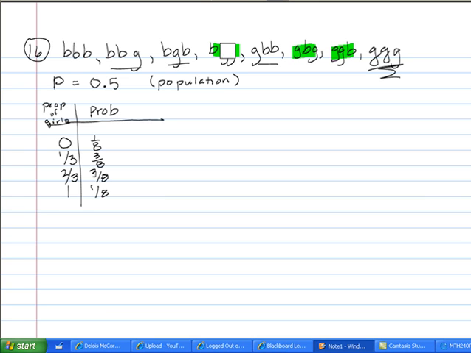And what they want to know is whether the mean of the sample proportions equals the proportion of girls in 3 births.